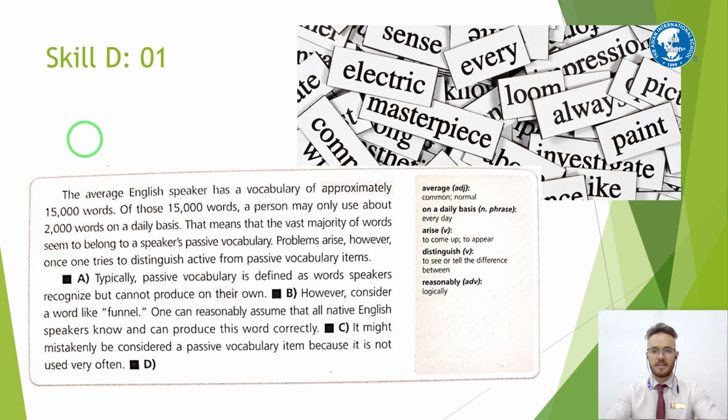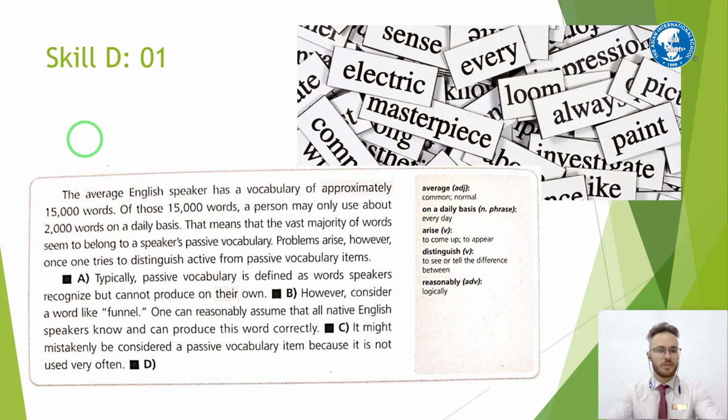On a daily basis, a phrase, just means every day. I brush my teeth on a daily basis. That means I brush them every day. Arise: to come up, to appear. Distinguish: to see or tell the difference between things. I can distinguish my dog from your dog because my dog has black hair. Something like that, whatever sets things apart. And last one, reasonably, which is being used here, similar meaning to logically.